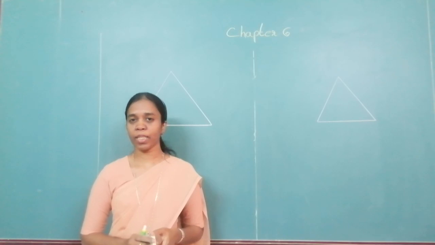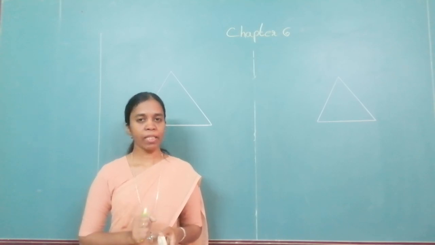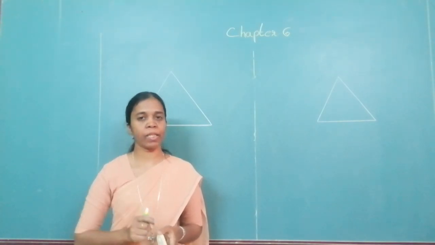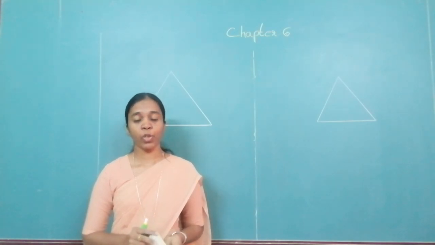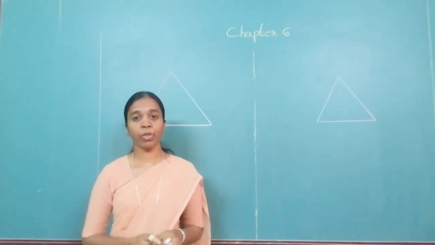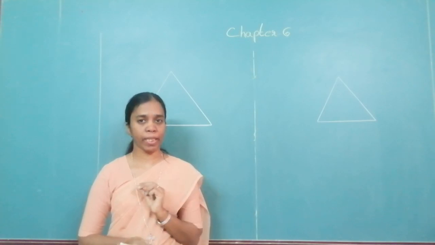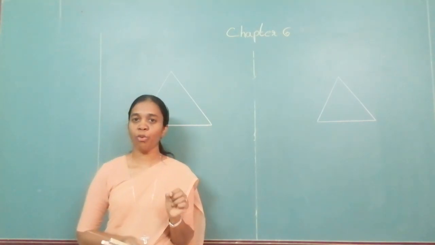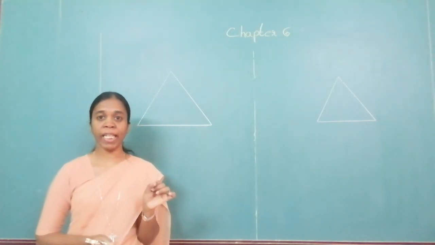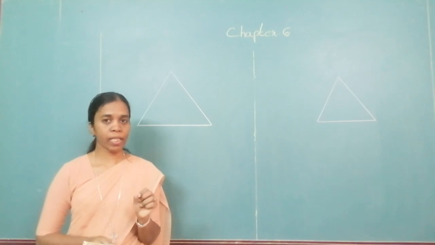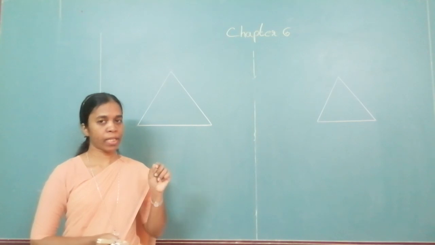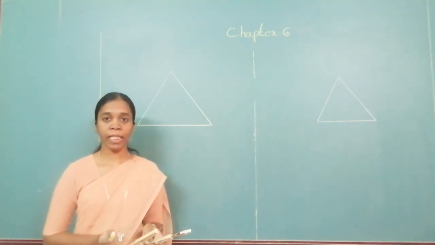Incircle and circumcircle. An incircle is a circle that touches all the sides of a triangle, so it will be inside the triangle. To construct that, we have to draw the angle bisectors. So the angle bisectors of a triangle give us the incircle, and the incircle touches all the sides of the triangle. And the center of it is known as the incenter.